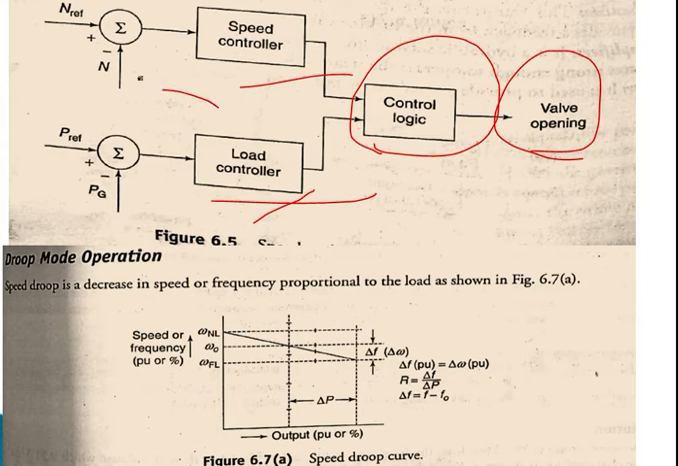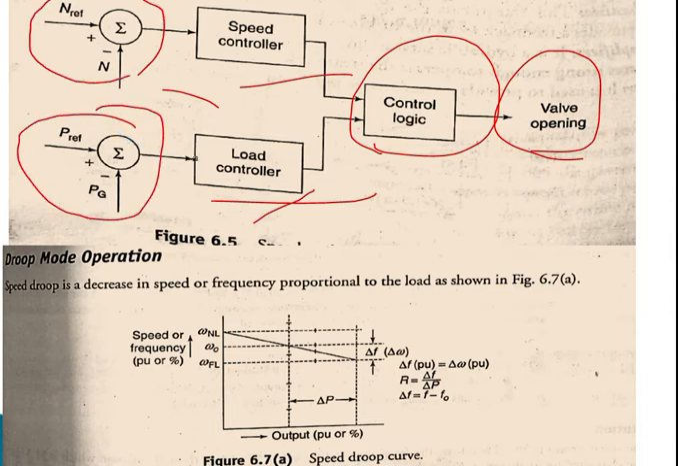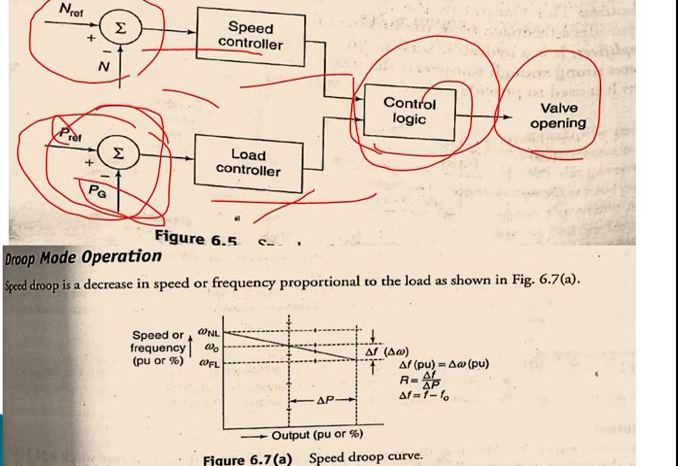The difference in speed is connected to the summing block and the difference in power is connected to the load controller block. If a difference of speed occurs, the speed control mechanism controls the speed to the desired level and is connected to the control logic. And there is a difference of power generation, that is, reference power minus generated power. Then the total power variation depends on the load control, which is connected to the control logic.